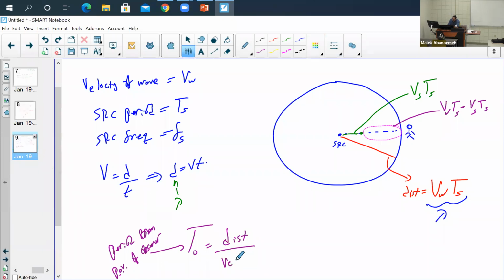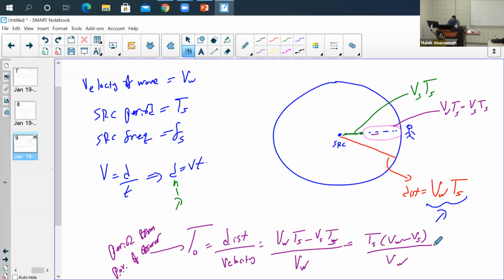divided by your velocity. So the distance, for the period from the point of view of the observer, is your Vw Ts minus Vs Ts. The velocity of the wave multiplied by the period of the source, minus the velocity of the source multiplied by the period of the source, divided by the velocity, which velocity? The velocity of the wave that's coming towards you. So you can take the period of the source as common, and what you get is (Vw minus Vs) over Vw. So this basically is going to equal, actually, let me write it down under it.